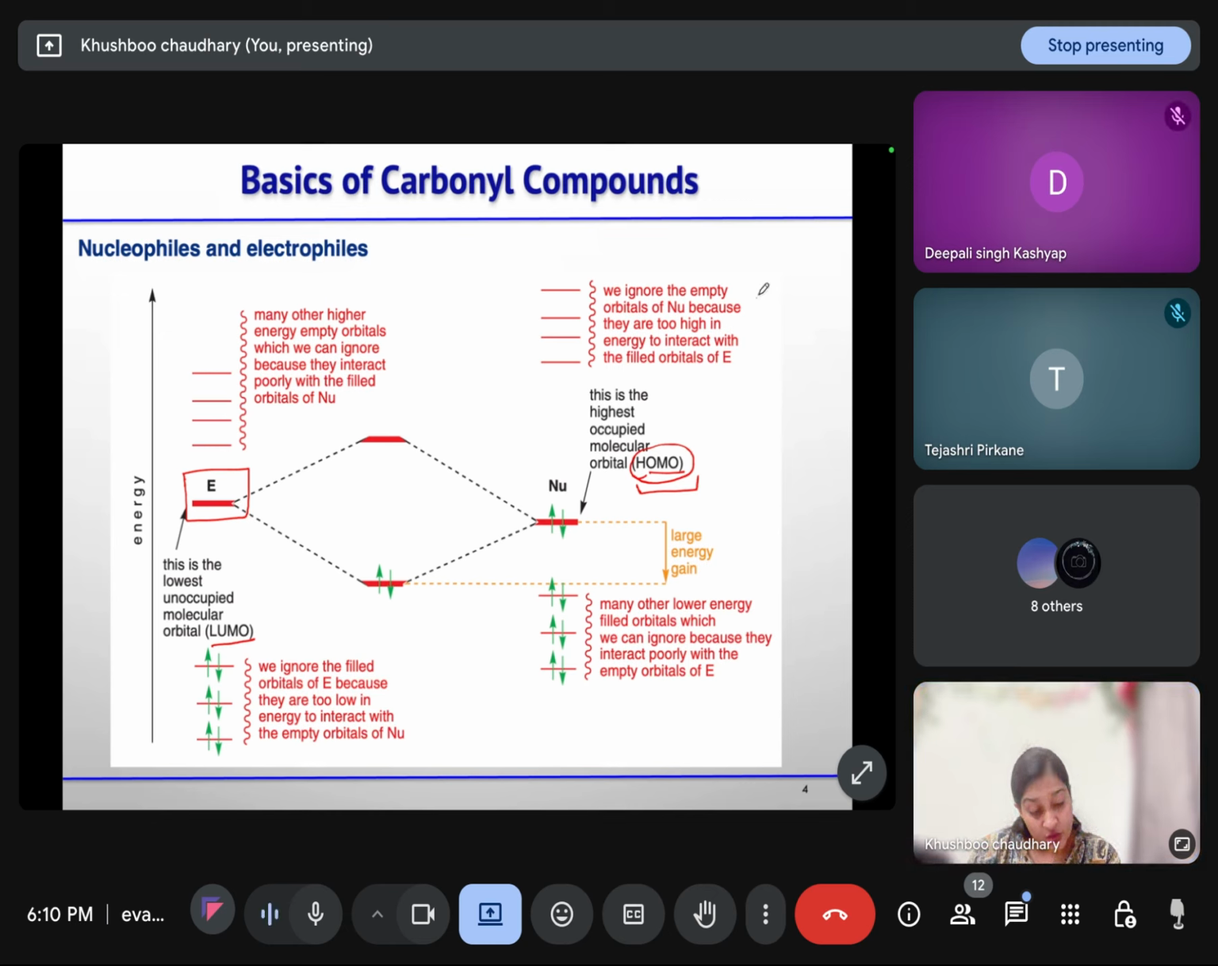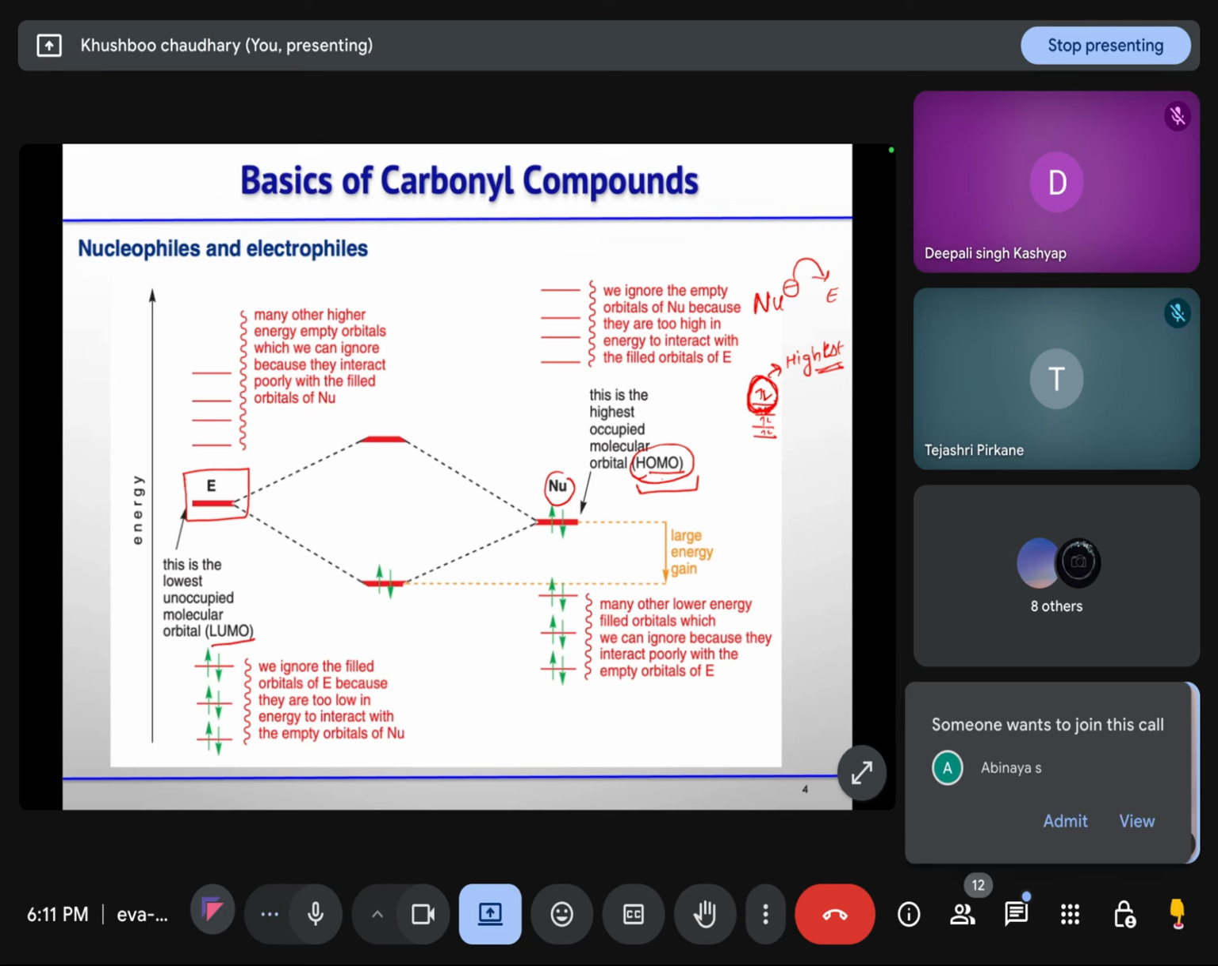Okay. The nucleophile is providing electrons to attack the electrophile. That means it has many orbitals that have electrons. If the nucleophile has higher energy to attack the electrophile, then the chances of attack will increase. So the highest occupied orbital, the one having the highest energy, will be considered for attack. For the nucleophile we will see the HOMO, the highest occupied molecular orbital, and we will ignore other lower energy filled orbitals. The nucleophile doesn't need them to attack the electrophile.